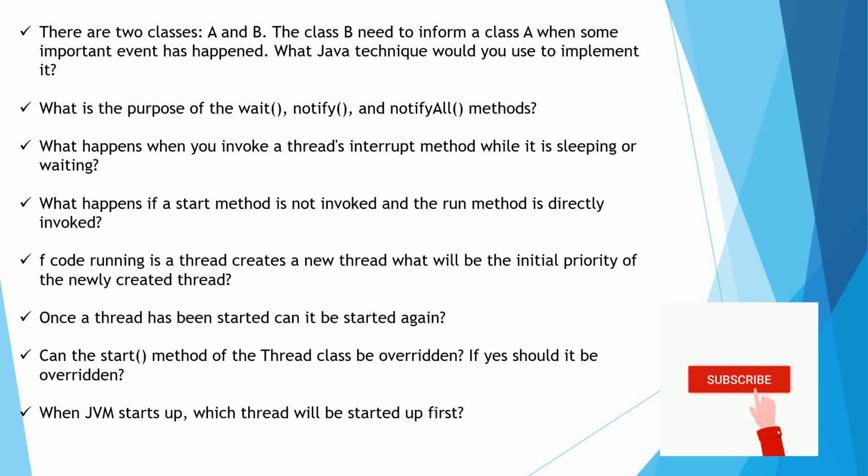Okay, I'll again repeat. What happens if a start method is not invoked and the run method is directly invoked, that we have all completed? If a code running in a thread creates a new thread, what will be the initial priority of the newly created thread? When a code running in a thread creates a new thread object, the priority of the new thread is set equal to the priority of the thread which has created it.